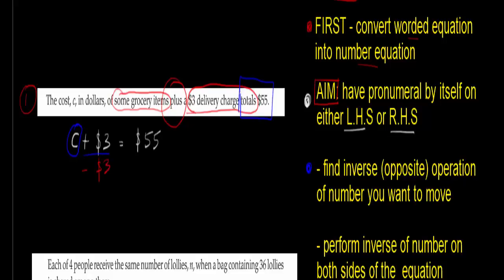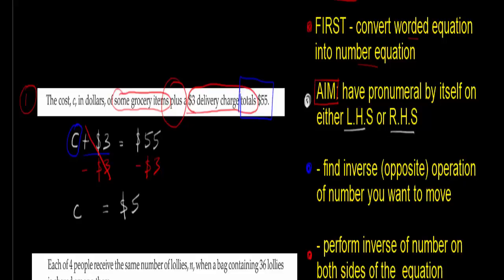Now the rule is you don't just do it to one side. We do it to both sides. So we do minus 3 to both sides. And we do plus 3 minus 3. Why? Because that equals 0, which means we can cancel this out. And we're left with what on the left hand side? We'll be left with just C on the left hand side, because the plus 3 is gone. And we're left with what's 55 minus 3? Well, that would be $52.